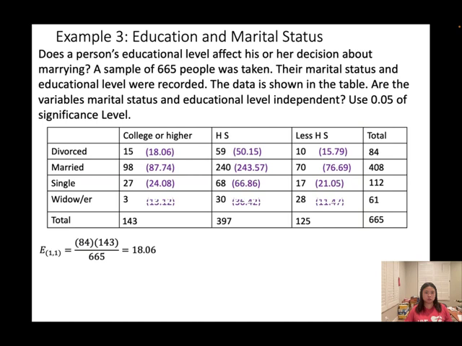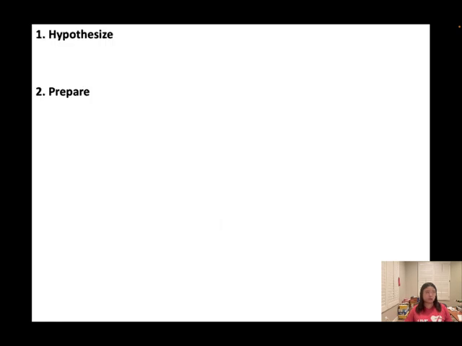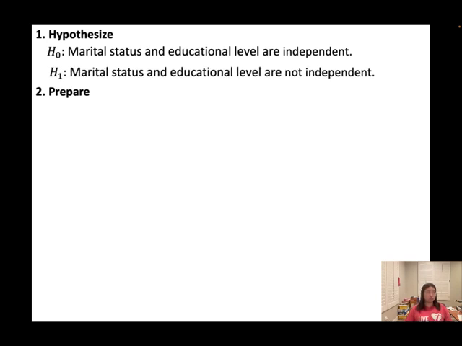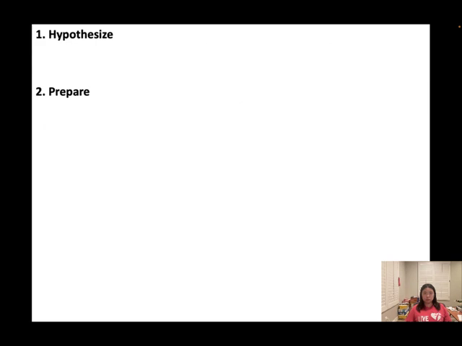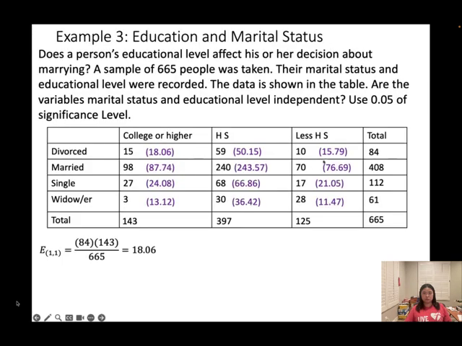Okay, I'll show you guys all the answer here. This is gonna be your expected frequency. One more time, on the exam, I need you guys to show me the work. And then hypothesis. The null hypothesis will be marital status and educational level are independent. So the alternate hypothesis will be not independent. State the condition. Samples are random and independent. And then expected count at least 5 for each cell. Okay, so double check here. At least 5 for each cell. Good.